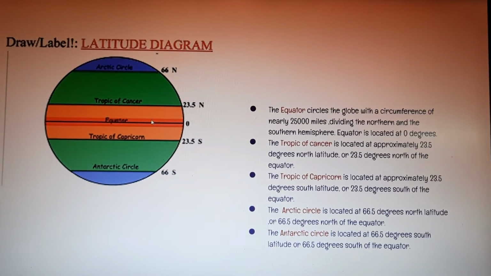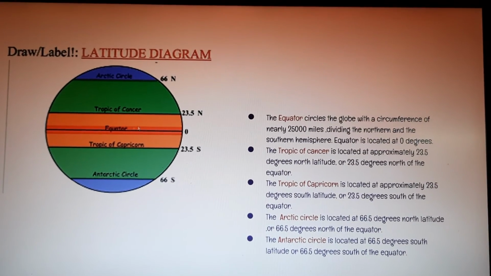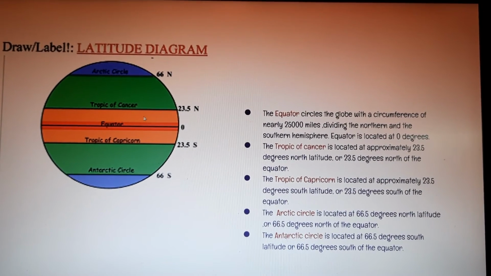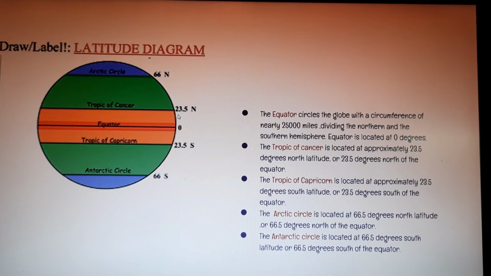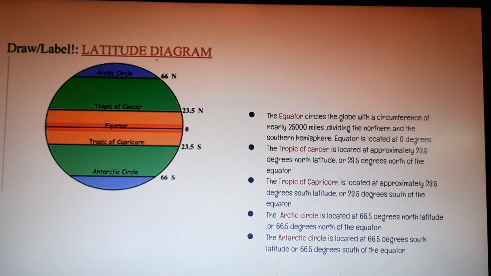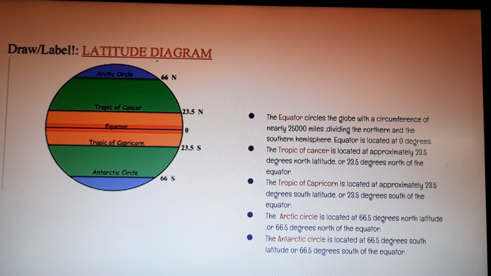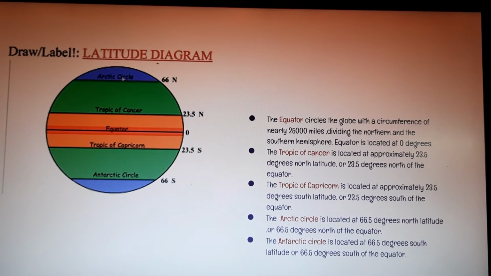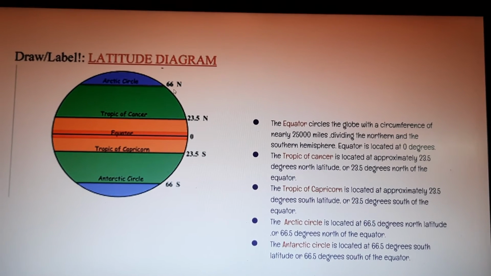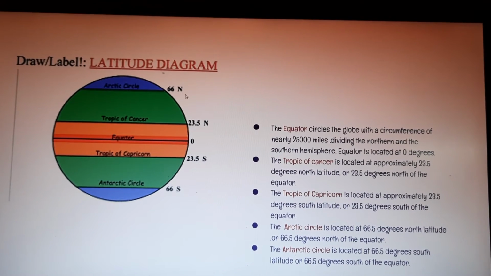So 0 degree latitude is the equator, and above the equator you have the Tropic of Cancer. It flows from east to west at 23.5 degree north. Since it is in the northern hemisphere, we have to mention it as north. So above the Tropic of Cancer, another important line of latitude is the Arctic Circle. It is measured at 66.5 degree north.